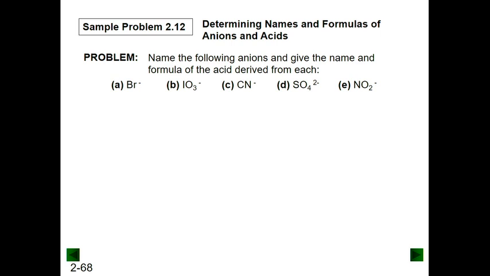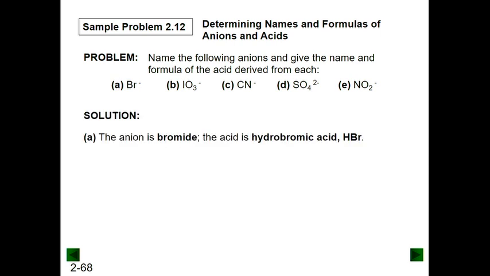Then you use the same naming we saw before to name the acid. In this case, we have hydrobromic acid. In the second case, we have iodic acid. In the third case, how do you call HCN? Hydrocyanic acid. In this case, sulfuric acid. And in this case, nitrous acid. Okay? Because nitric acid is with the NO3 in that case.